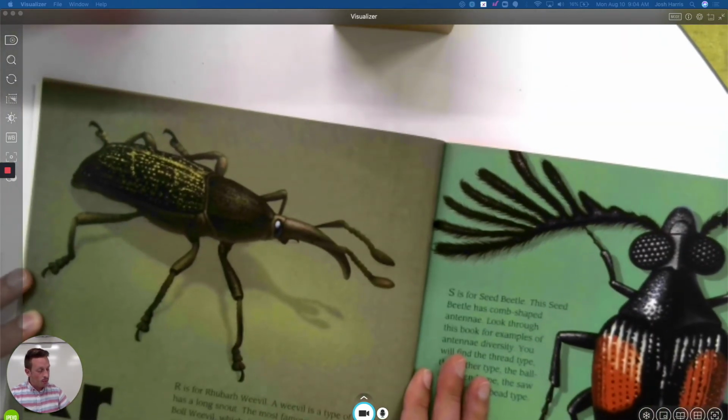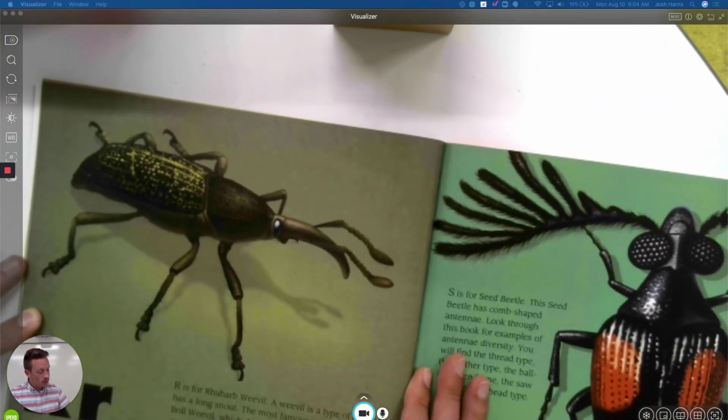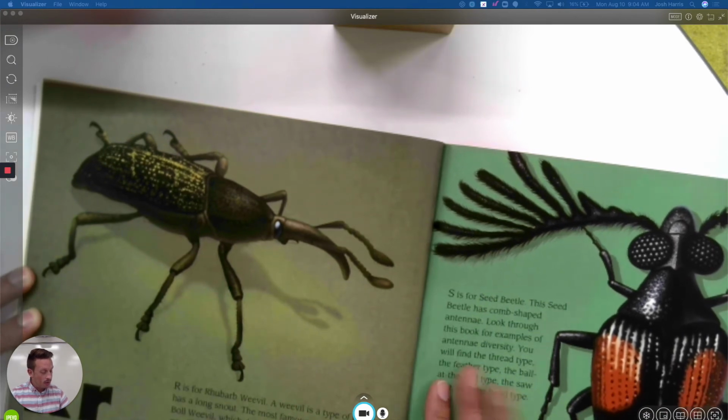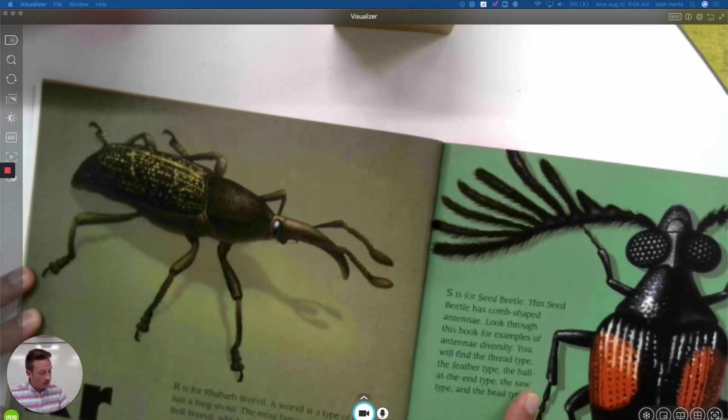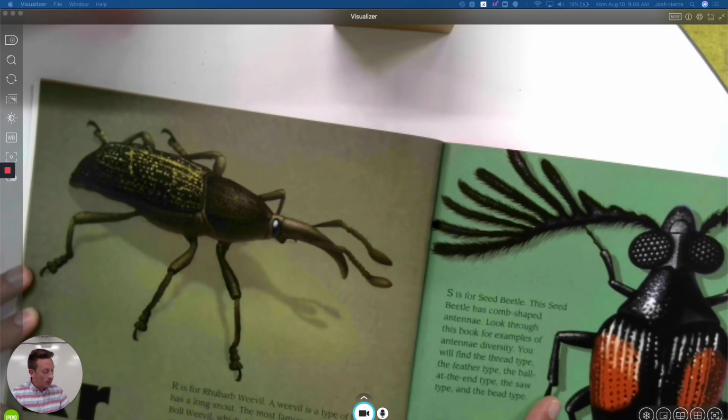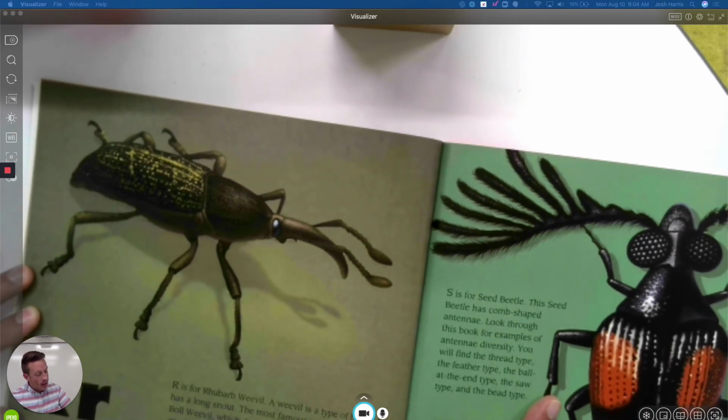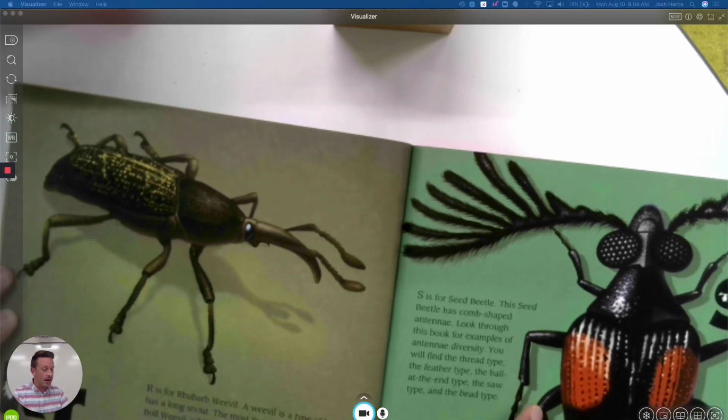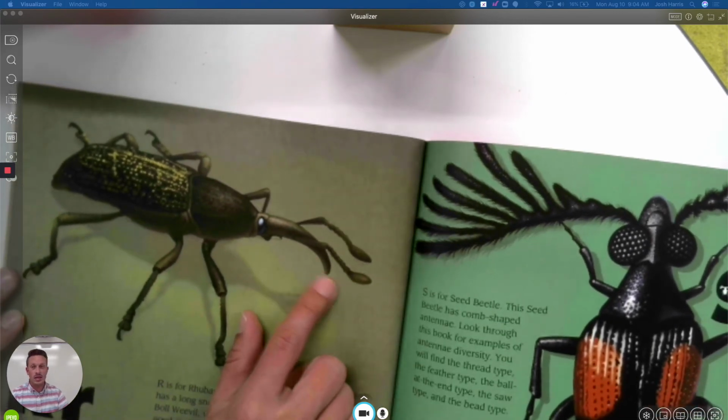R is for rhubarb weevil. A weevil is a type of beetle that has a long snout. The most famous weevil of all is the boll weevil, which destroys cotton crops. Weevils are good at drilling holes into seeds, nuts, and fruit. Their teeth are at the end of their snouts. So if you look right here, this is their snout. Their teeth are right there.